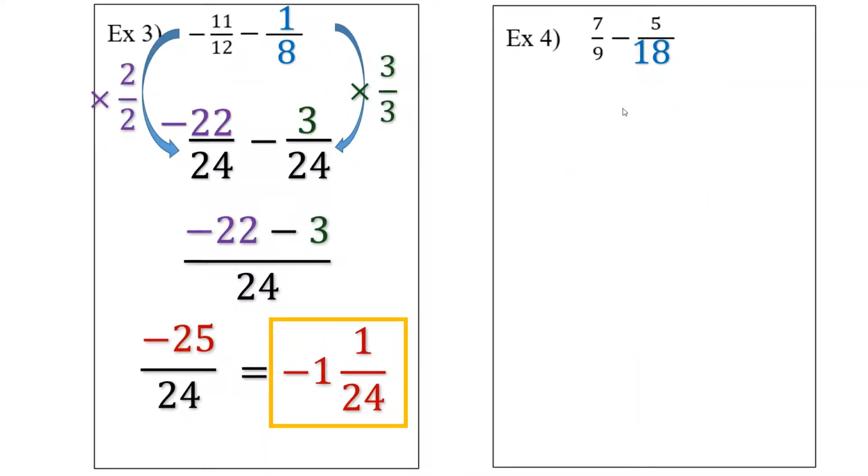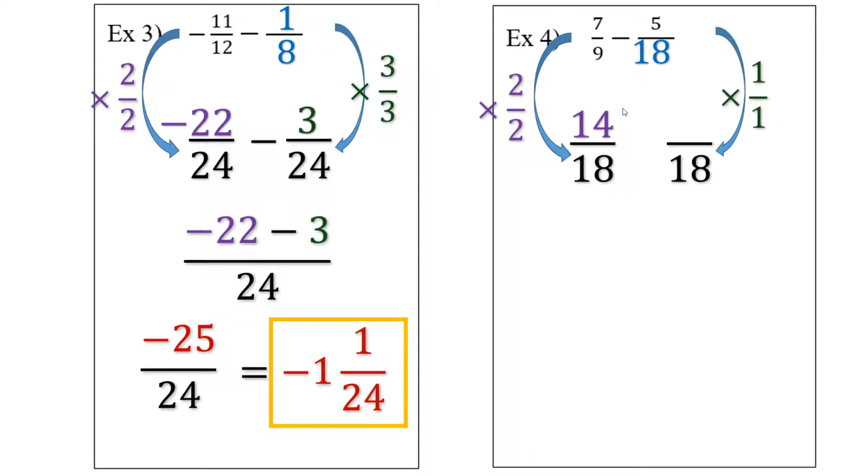Example 3 is still there, and example 4 has the missing value of 18 filled in. So please pause the video and try this problem before you see the answer. For this one, the LCM, or the lowest common multiple, is 18. So on the left side, we're multiplying by 2. And on the right side, it stays the same. So technically, we're multiplying by 1, or it just stays the same.